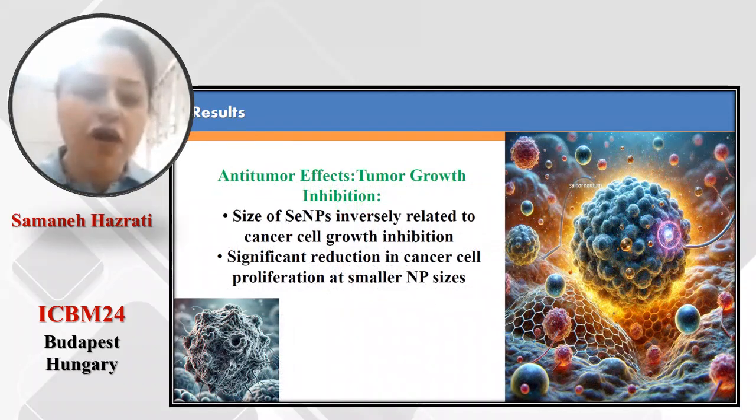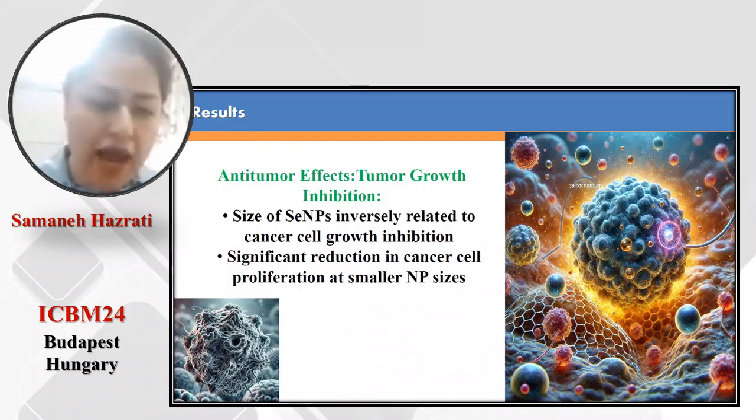On this slide, we will cover the anti-tumor effects of selenium nanoparticles. Research indicates that these nanoparticles inhibit cancer cell growth, with smaller particles having a greater inhibitory impact. For example, prostate cancer cells show reduced proliferation, and in cervical cancer, selenium nanoparticles effectively limit cell division, so they highlight their potential as an anti-tumor agent, and this subject is very important for cancer treatment.